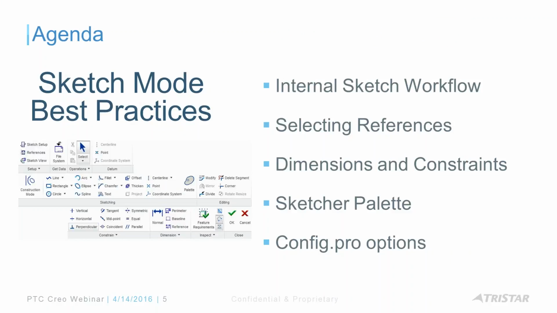Now for going into our webinar today, this is what we're going to cover. We're going to go over the internal sketch workflow. We're going to go over the ways of selecting references and adding references into your sketch. We're going to talk a little bit about dimensions and constraints. We're going to talk about the Sketcher palette, and then we're going to go over just a couple Config.pro options that might be helpful for you guys. Again, at any point if you have any questions, type them in. Towards the end, we'll have time to go over those questions.